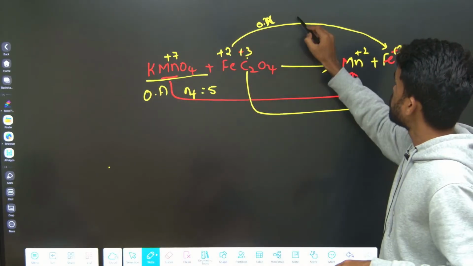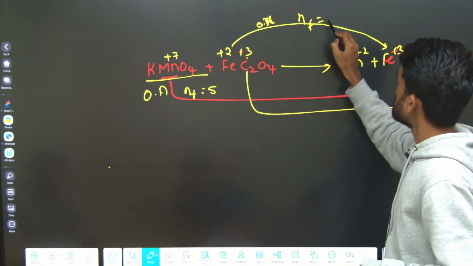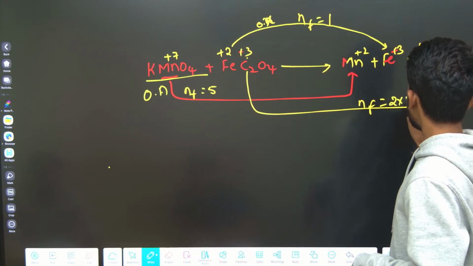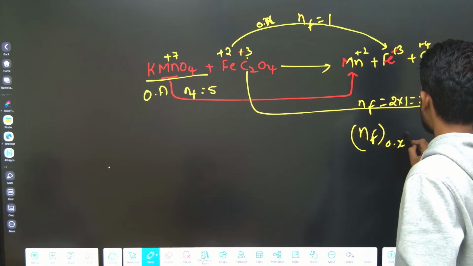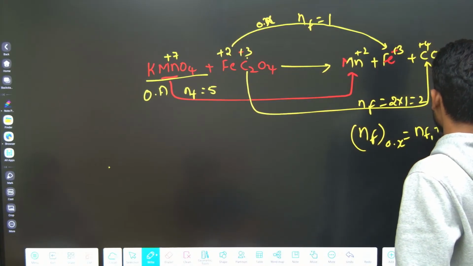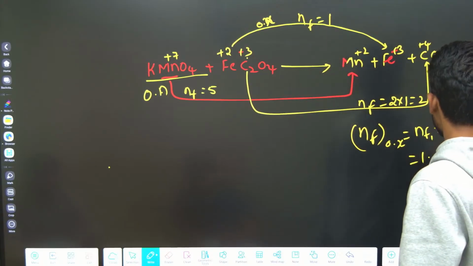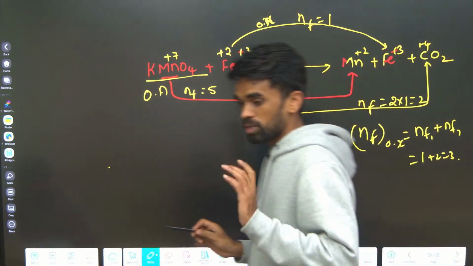Yes, you need to take n factor of both oxidation processes. So in this process n factor is 1, in this process also n factor 2 into 1, so 2. So total n factor in oxidation you should take n1 plus n2. So 1 plus 2, 3 you can take. This is the important primary step you need to consider.